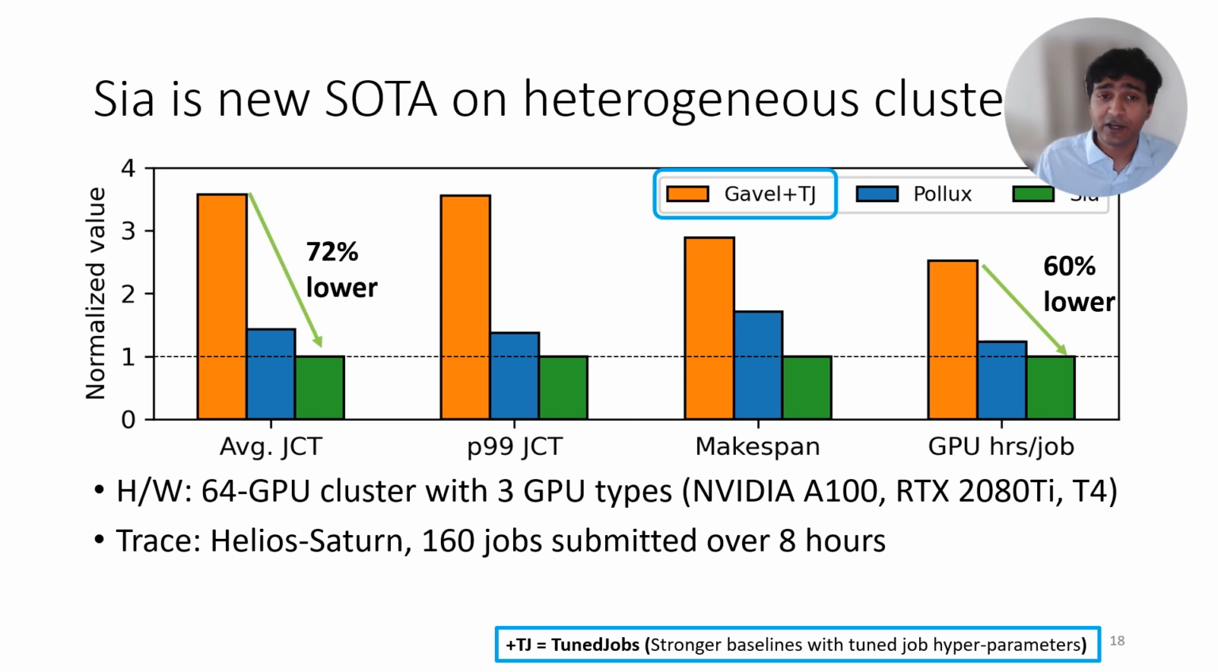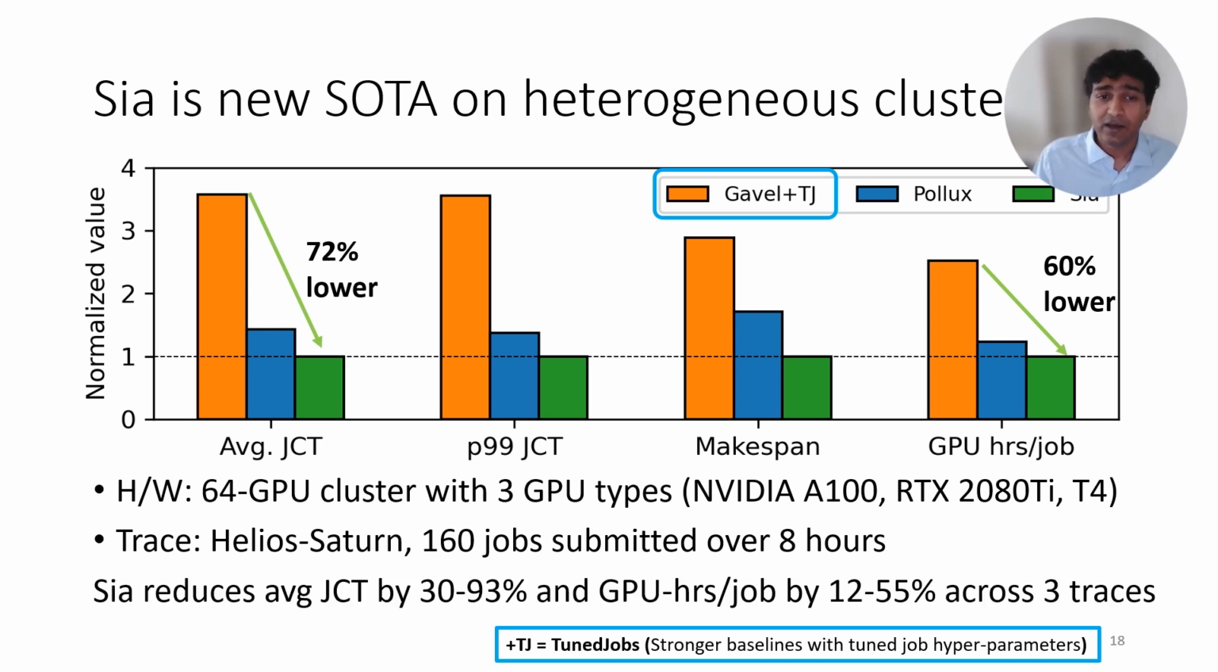tuned jobs. Pollux, however, does not differentiate between GPU types and runs jobs 40% slower than SIA using 35% more GPU hours. In our extensive evaluations using 2 more real-world traces, we find SIA reduces average job completion times by 30 to 93% and uses 12 to 55% fewer GPU hours to do so, and presents a new state-of-the-art in optimizing job adaptivity on heterogeneous resources.